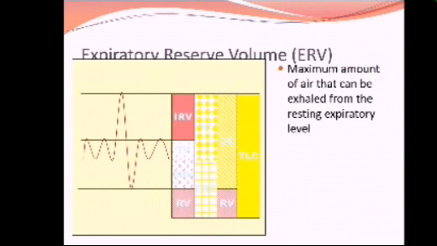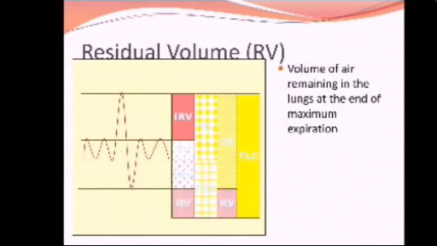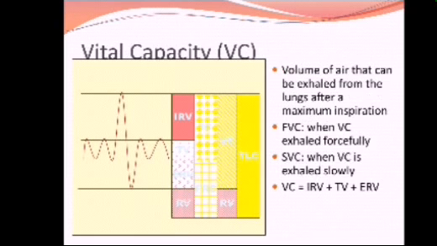Then the expiratory reserve volume is the maximum amount of air that can be exhaled from the resting expiratory level. Then residual volume is the volume remaining in the lungs at the end of maximum expiration. Then we have the vital capacity, the volume of air that can be exhaled from the lungs after a maximum inspiration. So this is the vital capacity.